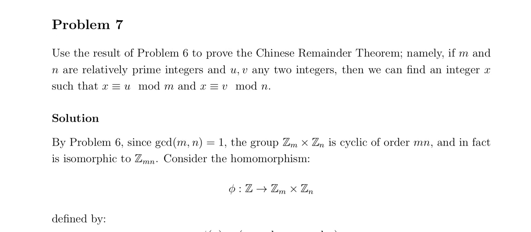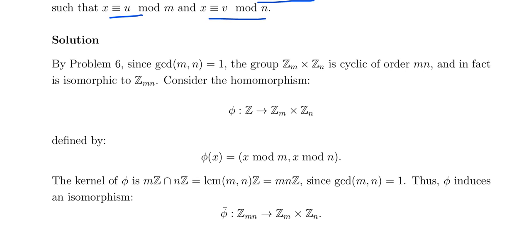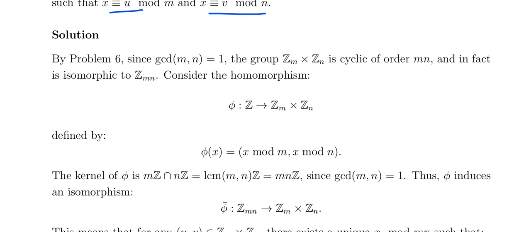Okay, the Chinese remainder theorem: if m and n are relatively prime integers, and u and v are any integers, then we can find an integer x such that x is congruent to u mod m and x is congruent to v mod n. When you use that, since m and n are relatively prime, the GCD of m comma n equals 1, the group Zm cross Zn is cyclic of order mn, that is isomorphic to Zmn.